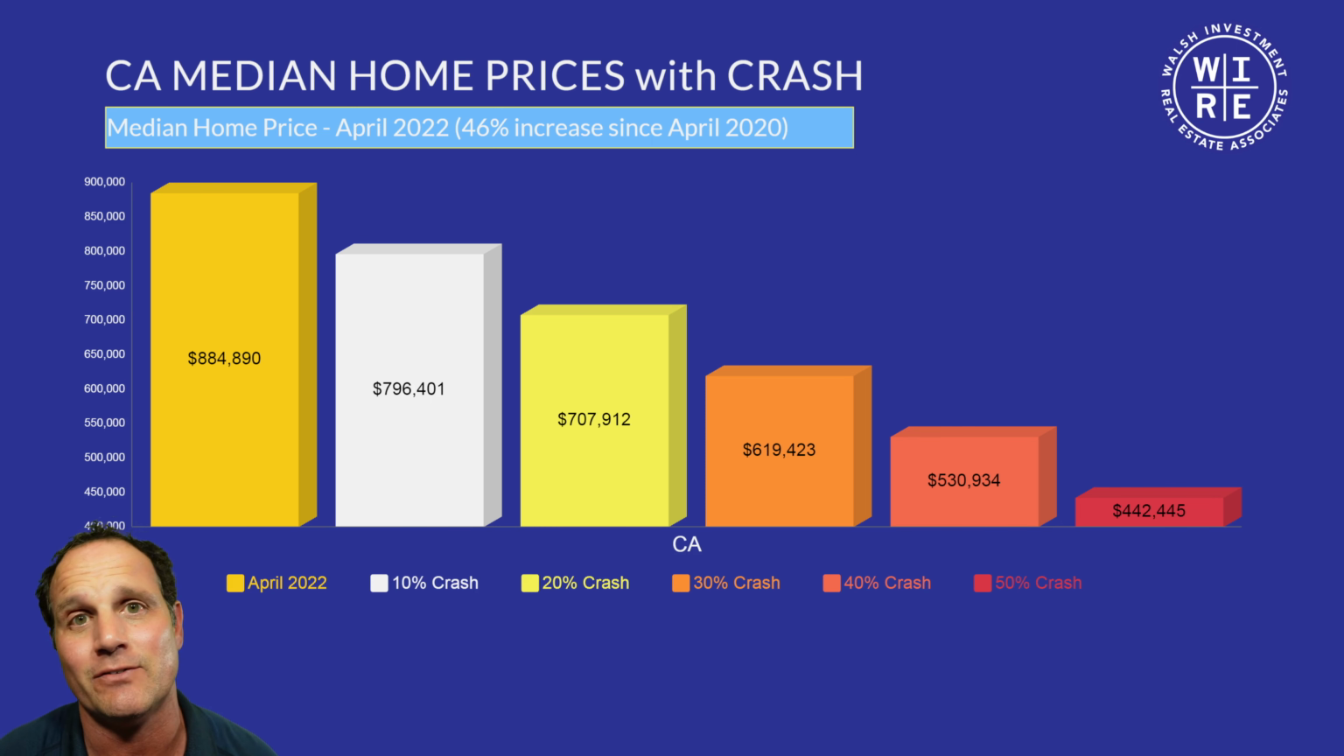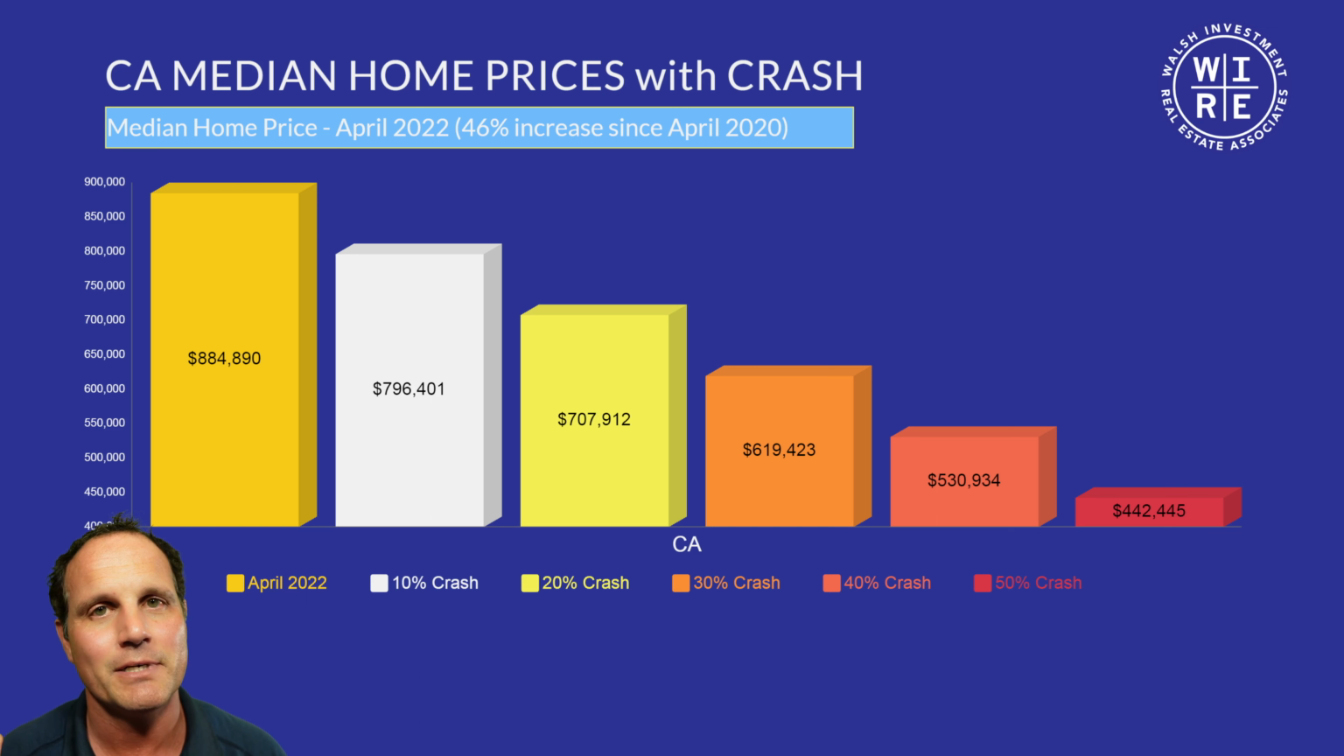So here you go, $884,890 is the current April 2022 median home price for a single family home in the state of California. And you can see where the 10% crash, 20, 30, 40, all the way to 50 take us. Now, the interesting thing is a 50% crash in California doesn't even get us close to the current median home price at a national level. That's just the way California is.